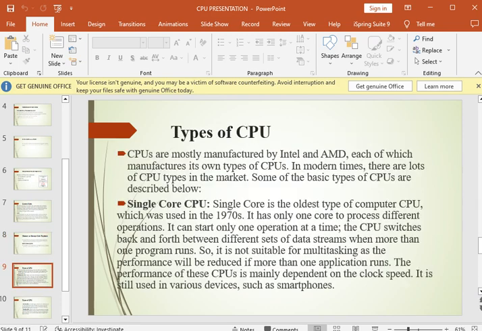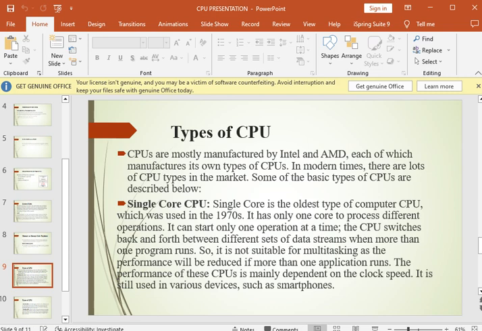Then we move on to the types of CPU. CPUs are mostly manufactured by Intel and AMD, each of which manufactures its own types of CPUs. In modern times, there are a lot of CPU types in the market. Some of the basic types of CPUs are described below.